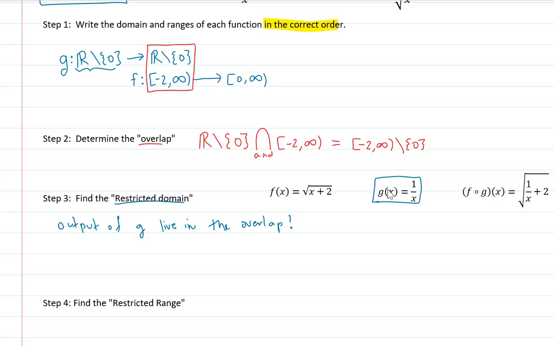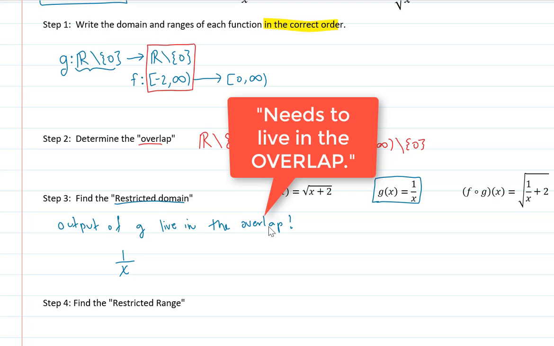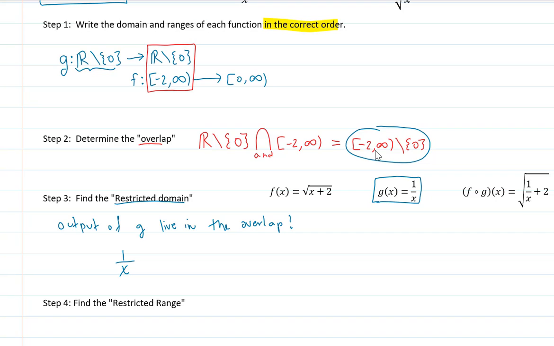That means, well, what is our output? Our output is the number of the form 1 over x. So what that means is 1 over x needs to live in the output. That means it needs to live inside of this space. It needs to be between -2 and infinity and not 0. Well, we can just write an inequality for that. It needs to be in between -2 and infinity, but it can't be 0.